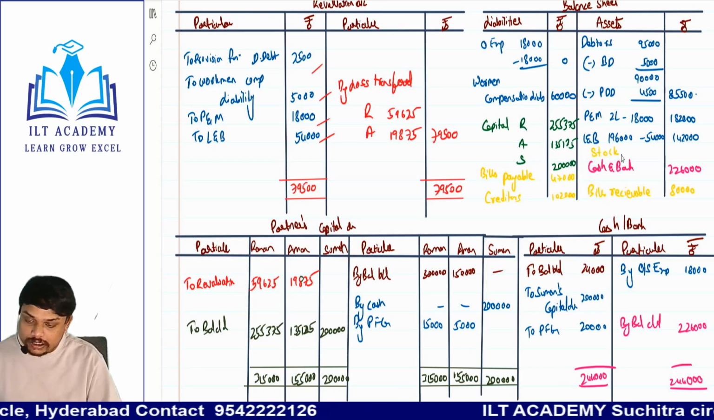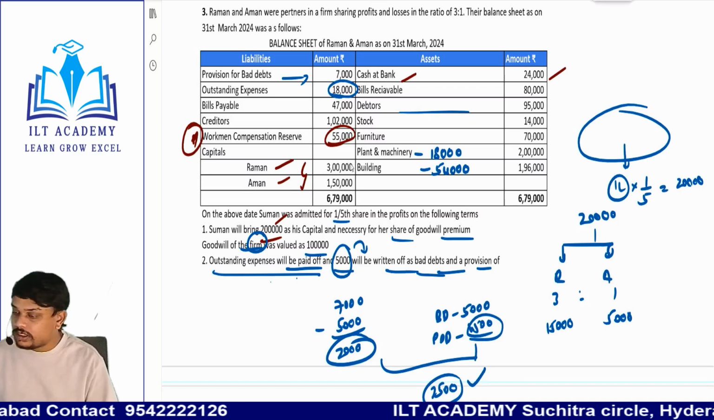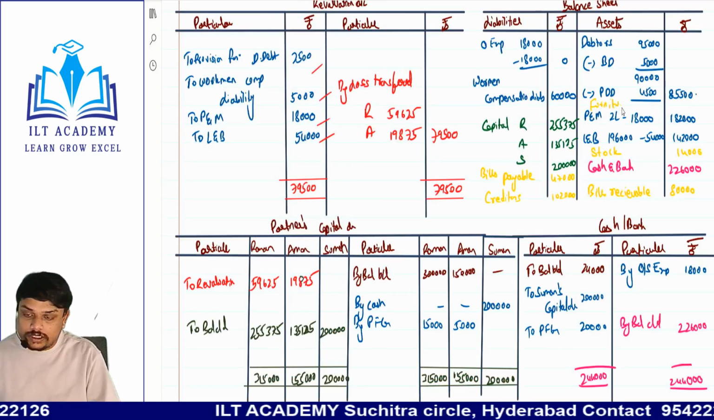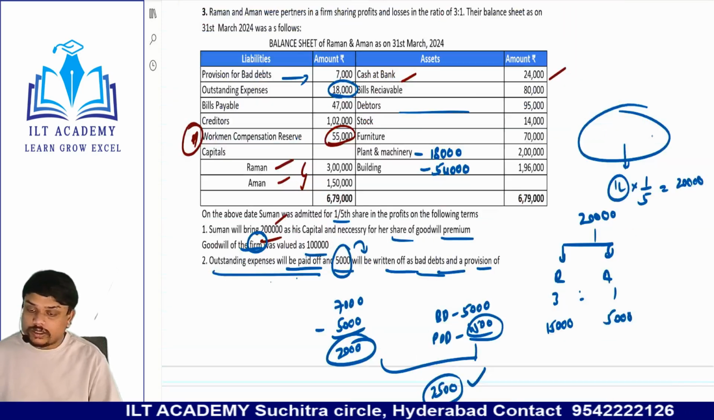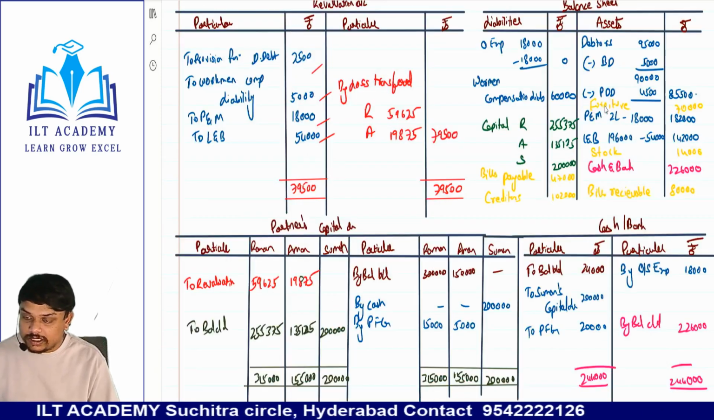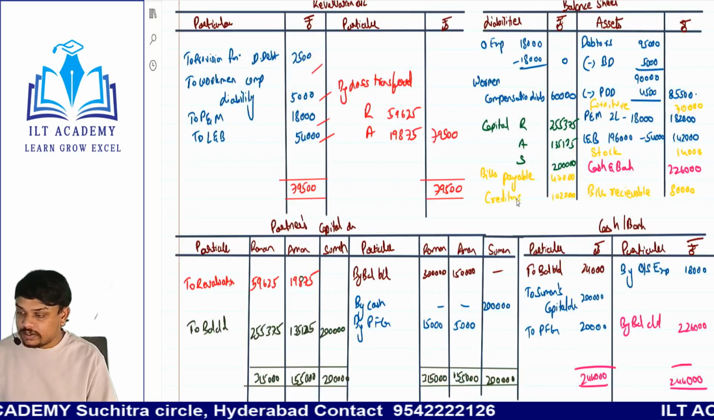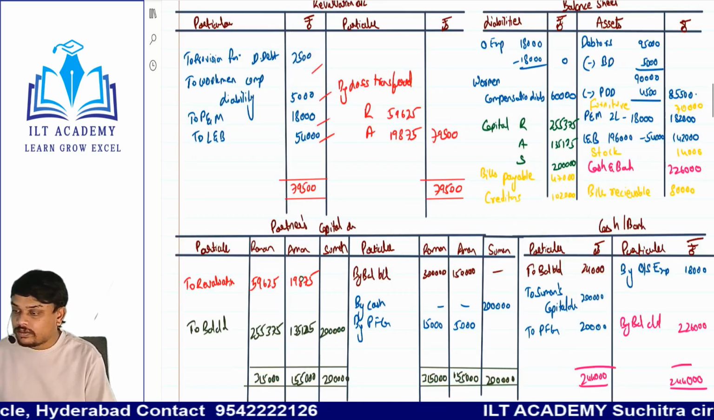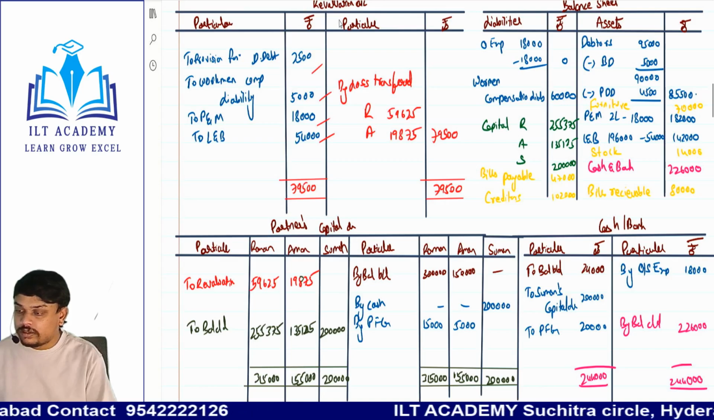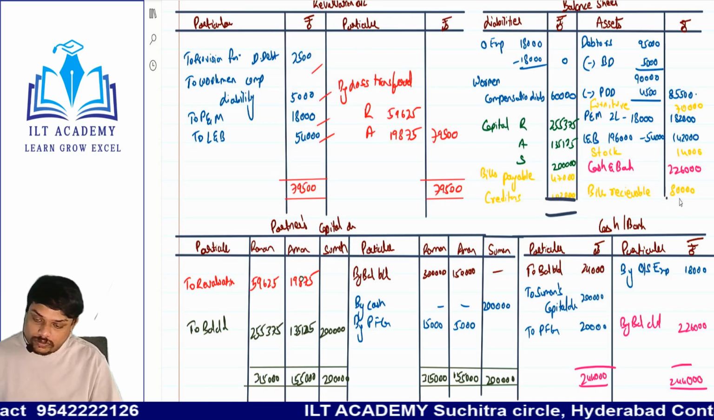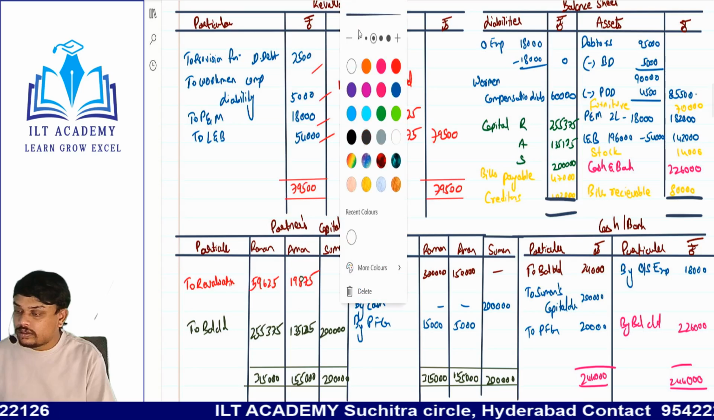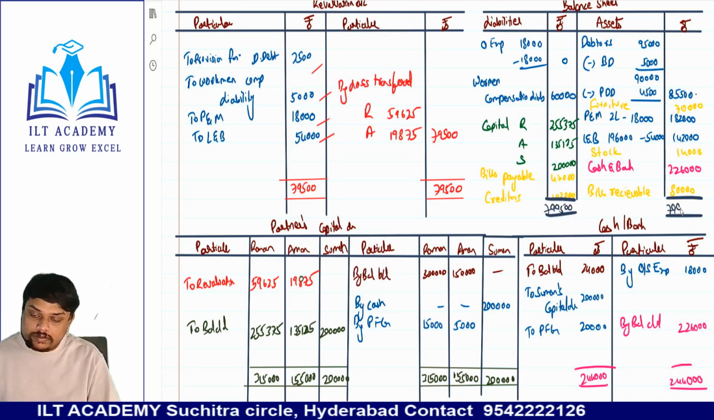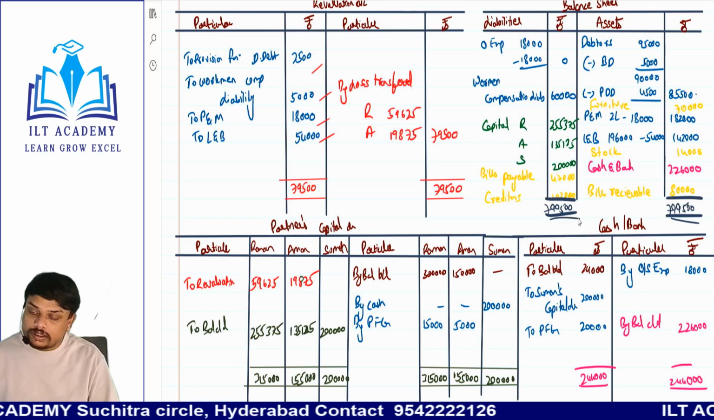Debtors are being adjusted, 14,000. Next, furniture 70,000. Afterwards, plant and machinery is already adjusted, and building is also adjusted. We have done the sum. Perfect. Close the values. The answer is 7,99,500.